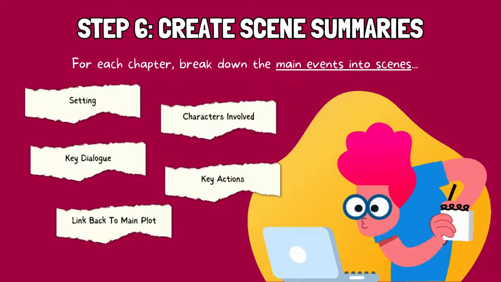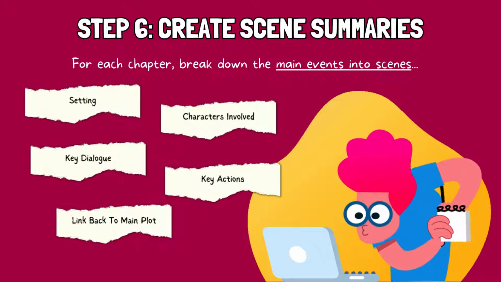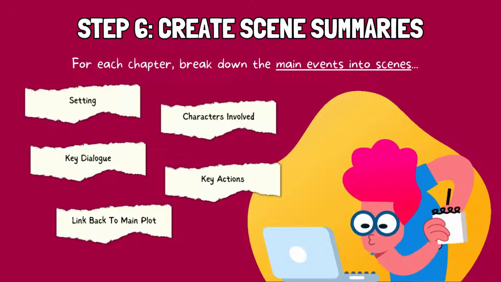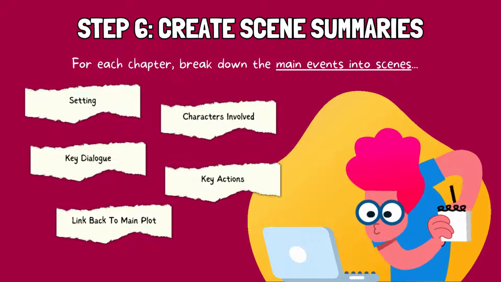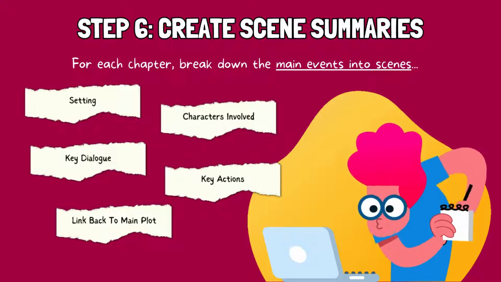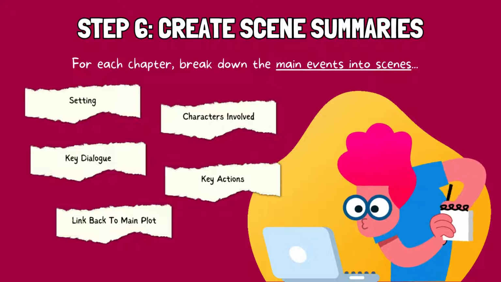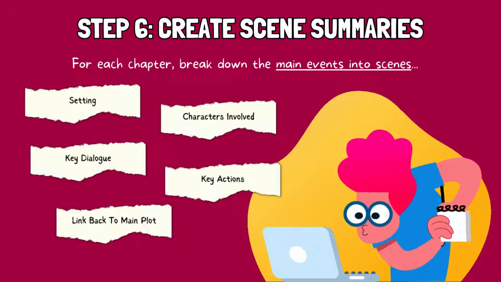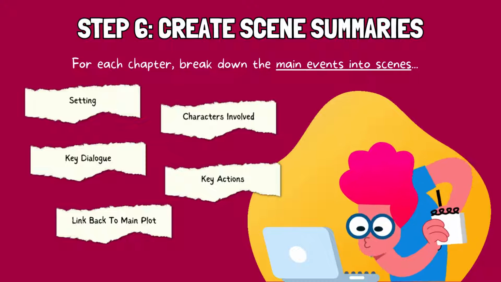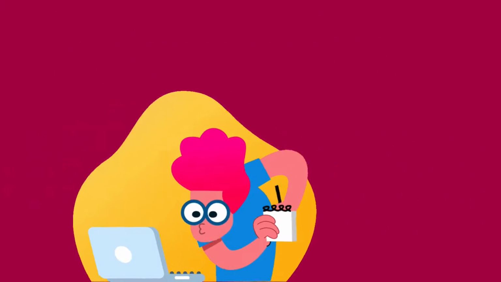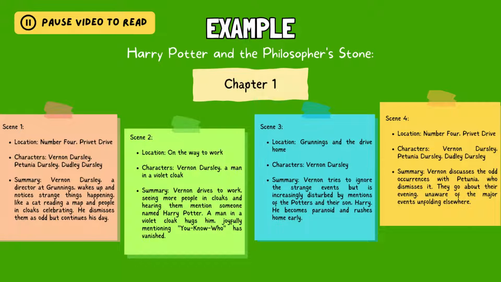Step 6. Create scene summaries. For each chapter, break down the main events into scenes. You can outline the main events in each scene, including actions, dialogue, and even illustrations to support your outline. A scene summary normally includes the setting, the characters involved, any key actions and dialogue, as well as how the scene advances the main plot. Take a look at this example from Chapter 1 of Harry Potter and the Philosopher's Stone.